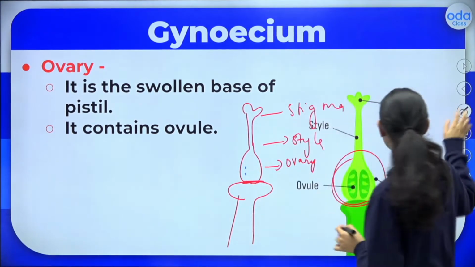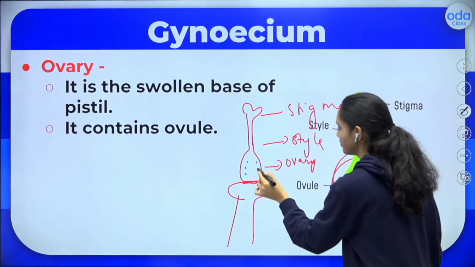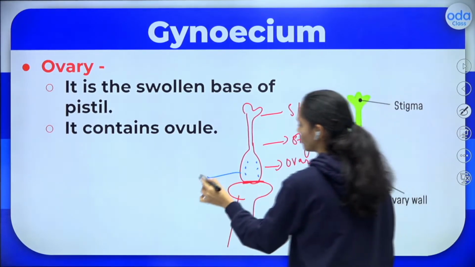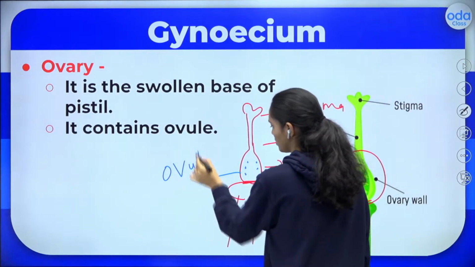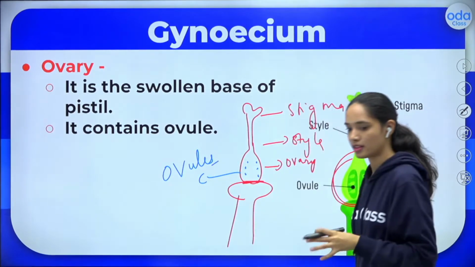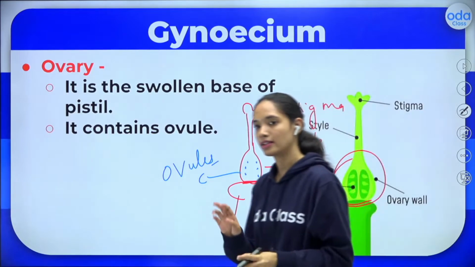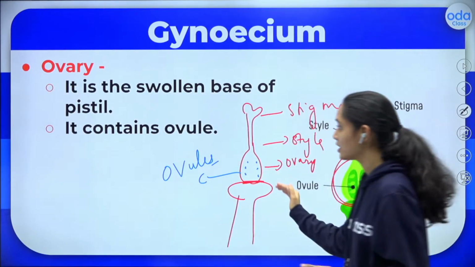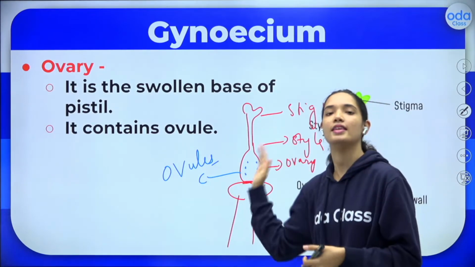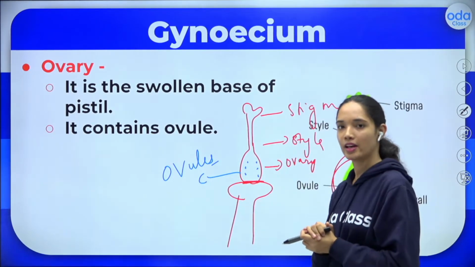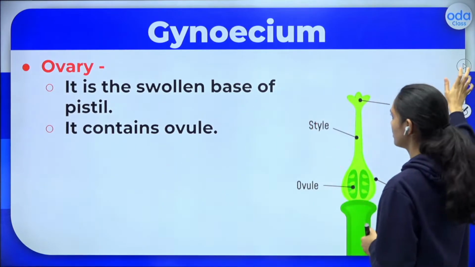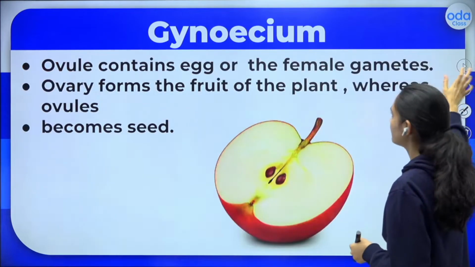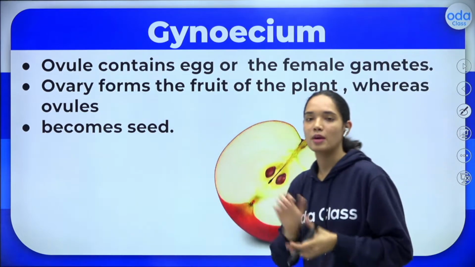These structures are ovules. So just recall, my dear students, the way anther contains pollen grain, similarly, this ovary contains what? Ovary contains the ovules. Clear, everyone? Is this clear? So now, why are these ovules present?